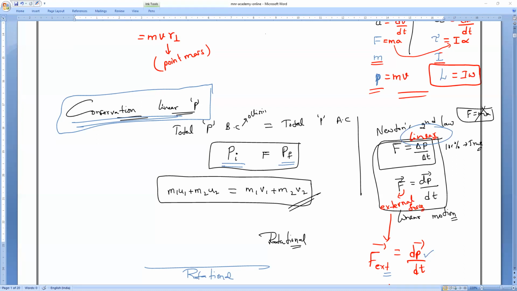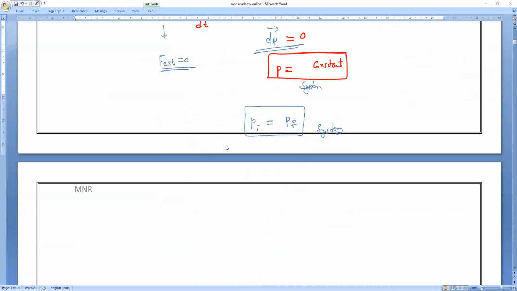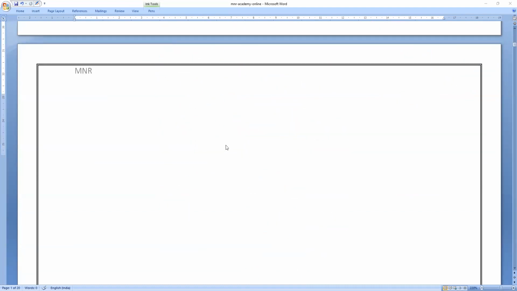Everybody clear? Yes, please. Pradosh, Naren, understand, Naren? Yes? Sai Karthik? Yes, sir. Yeah. So that is what you have to remember. Now, this is for linear momentum, but what we are studying is conservation of angular momentum. So that is very important.